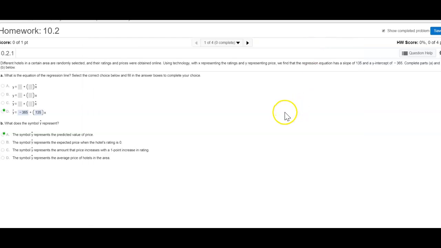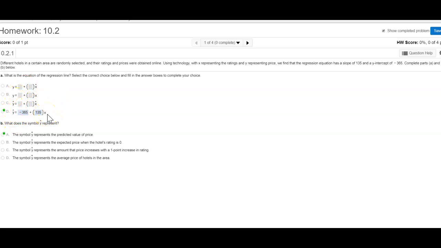All right, so I thought we would just go through the homework for section 10.2. This first one, they give you the slope and the y-intercept of the regression equation. So this is the equation of the linear regression line through a set of points. If they give you a slope and a y-intercept, you can write the equation. The only other thing that this is about is picking the right symbols.